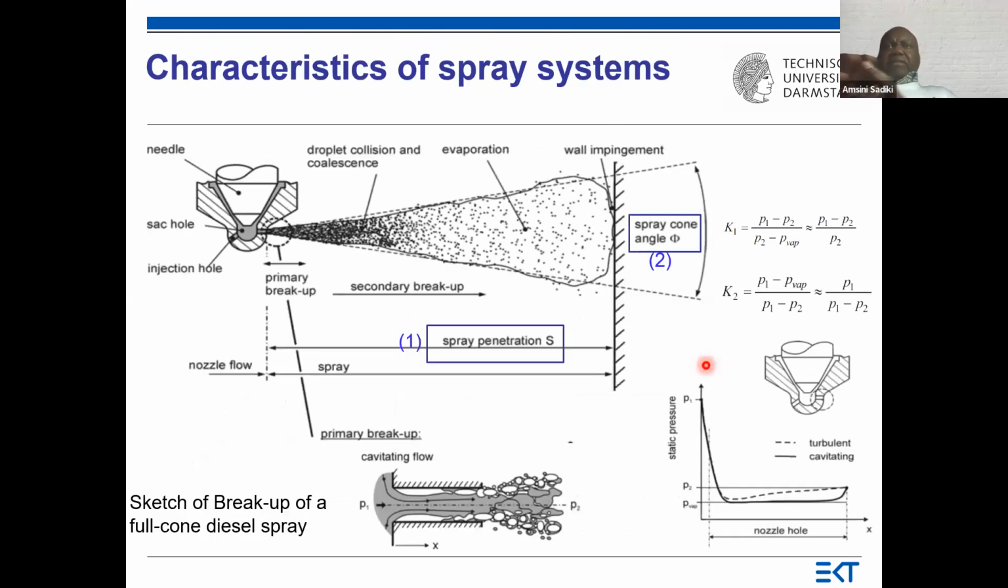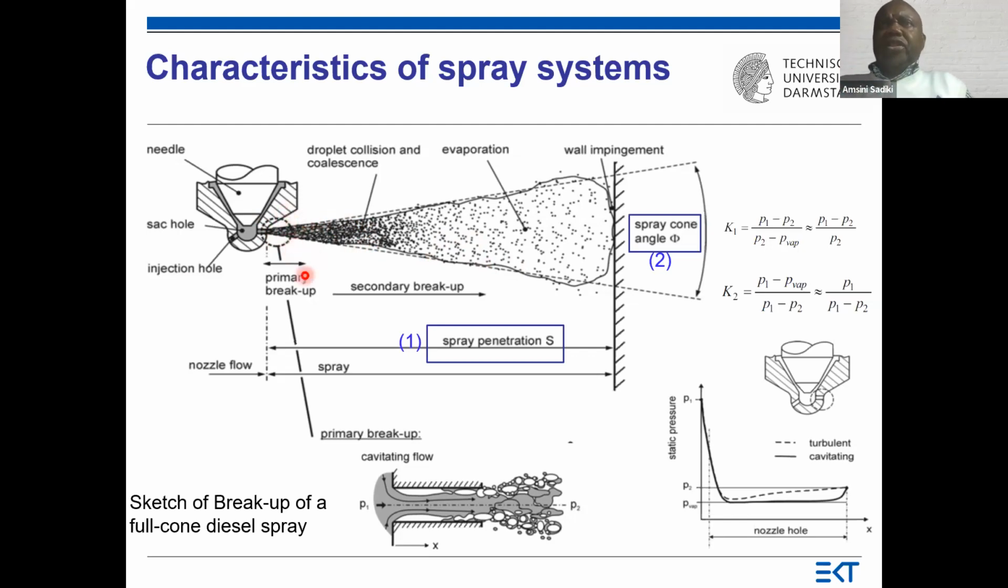So we are dealing with characterization of spray systems. We have introduced some parameters. Now, if we have a jet, we have a spray coming from this nozzle, in which we have, for example, also needle movement. We have a sac here, and we have the injection hole, and we have our spray there. As we said, we have different regions. We have the dense region, we have the dilute region.